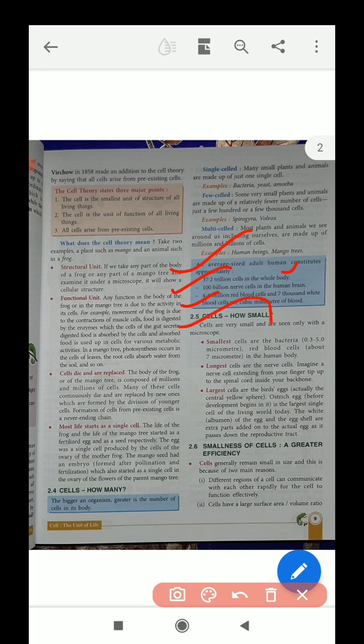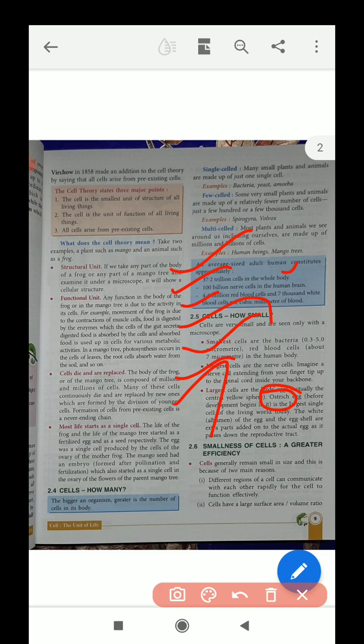Okay, very interesting. How small are cells? You can see cells are very small, and can be seen only with a microscope. Smallest cells are bacteria cells, red blood cells. Longest cell is the nerve cell. Imagine a nerve cell extending from your fingertip up to the spinal cord inside your backbone. And here you can see that the largest is the bird's egg, which is the ostrich egg, very important, that is the largest cell. An egg is a single cell, whatever egg, the boiled egg you used to eat, that is a single cell.